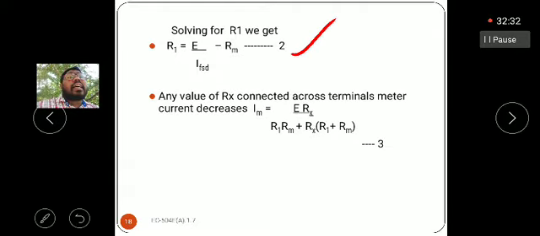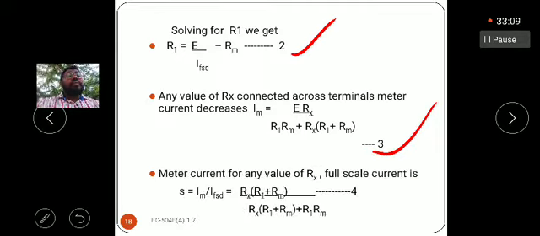When any value of Rx is connected across the terminals, the meter current decreases. Then Im is equal to E into Rx by R1 Rm plus Rx into R1 plus Rm. That means you have to understand one more point: when the value of Rx is connected across the terminals, the meter current decreases. Finally, the meter current Im is equal to E into Rx by R1 into Rm plus Rx into R1 plus Rm. This is equation 3.